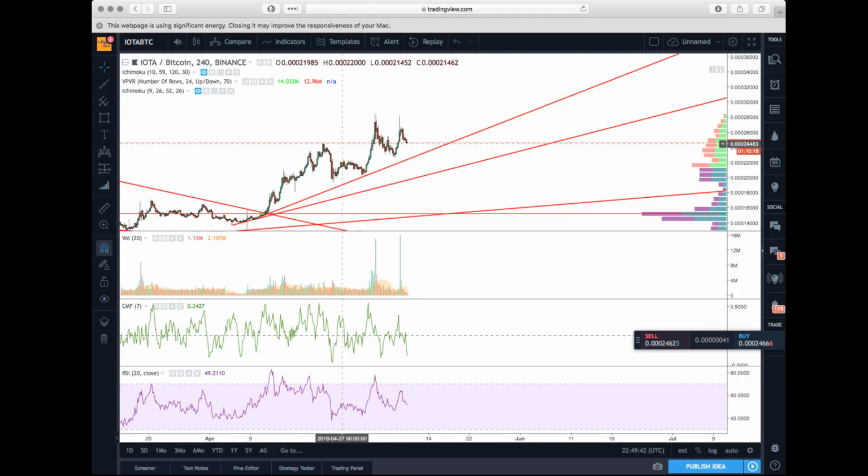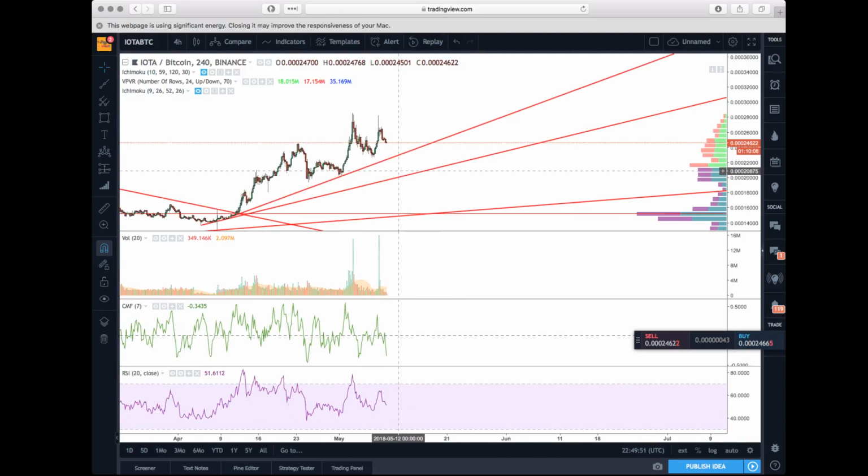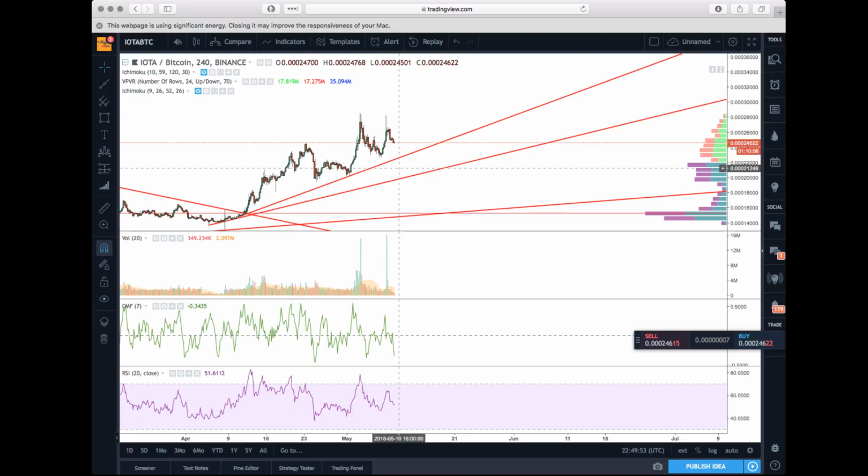Okay, so as long as IOTA holds that area, that's great. Or like I said, if it can hold above this area, that's good too. For me personally, again, more conservative, I would put my buy orders here along this line.